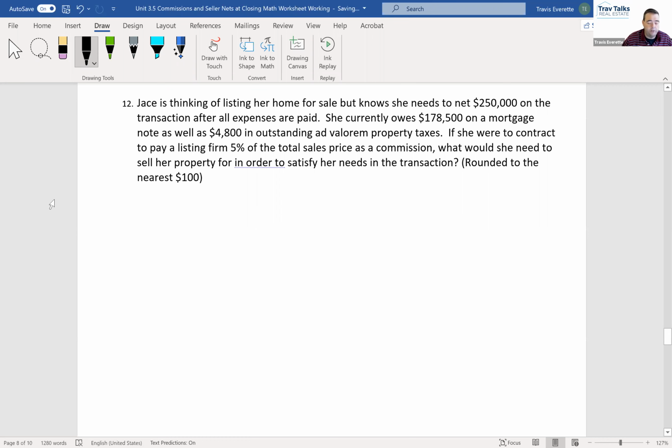She needs to net $250,000 on the transaction after all expenses are paid. She currently owes $178,500 on a mortgage note, as well as $4,800 in outstanding ad valorem property taxes. If she were to contract to pay a listing firm 5% of the total sales price as a commission, what would she need to sell her property for in order to satisfy her needs in the transaction? Well, there's our question. What would she need to sell her property for in order to satisfy her needs?